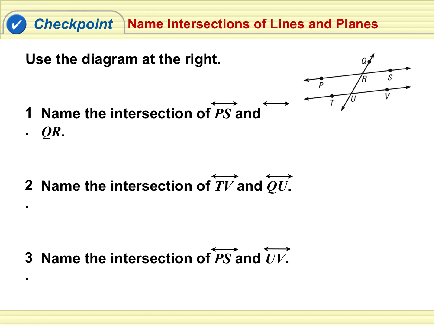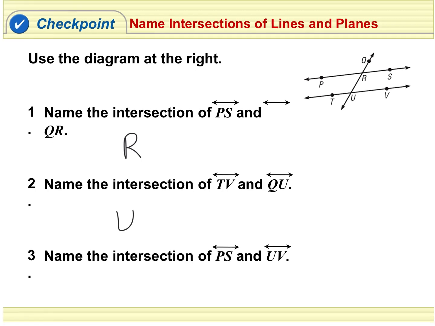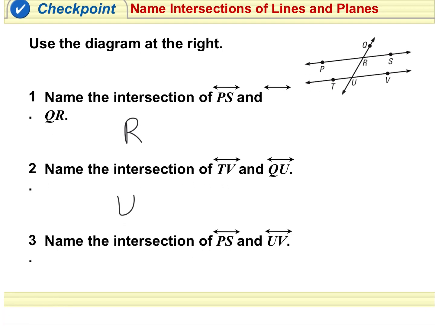We want to name the intersection of line PS and line QR. What'd you guys get? Does everyone agree that it is R? Yeah. I don't agree. What did you get? R. So you agree. Okay. Number 2, we want to name the intersection of TV and QU. U. Does everyone agree? U. Okay, I do agree. Name the intersection of PS and UV. Why? They're parallel. They are parallel, so there is no intersection. Any questions on intersection of lines? We all agree on all those?